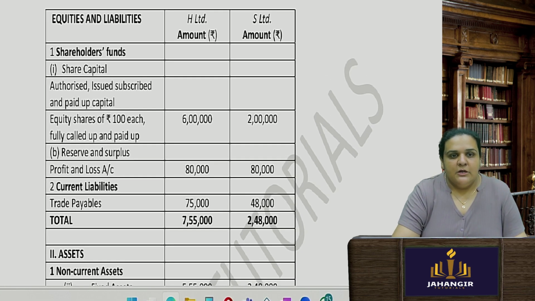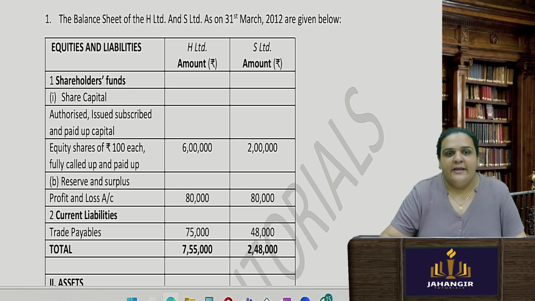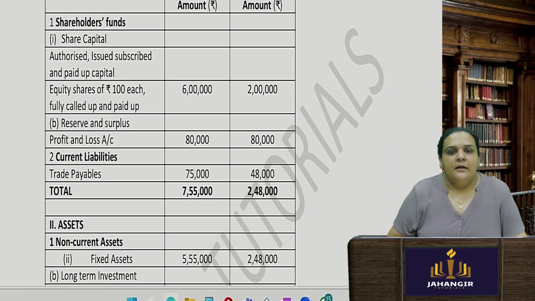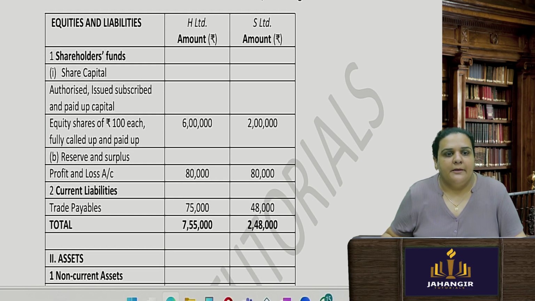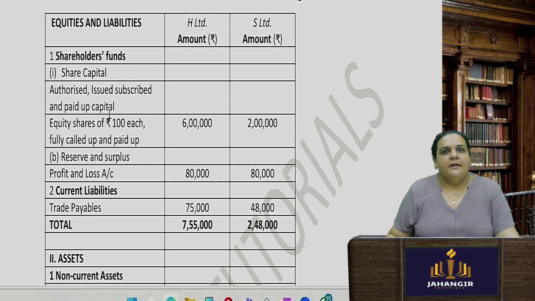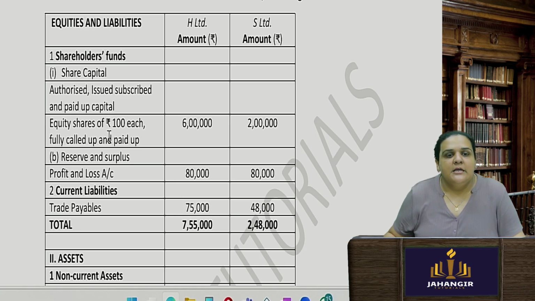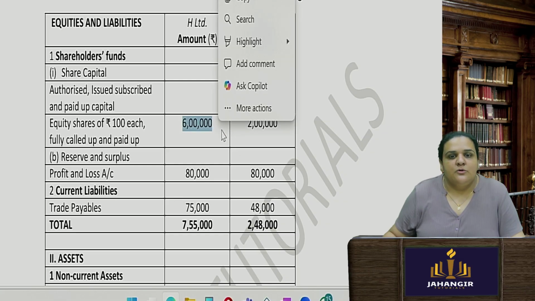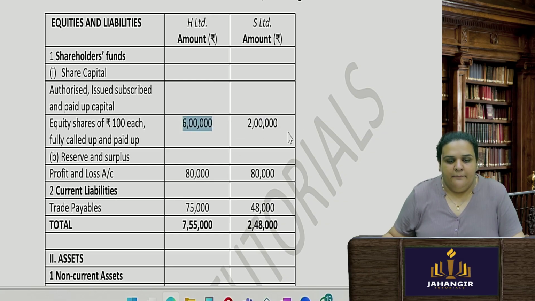Okay. So now the first question: the balance sheet of H Limited and S Limited as on 31st of March 2012 is given to us. Share capital, authorized, issued, subscribed and paid up capital. In that first, equity shares of rupees 100 each fully called up and paid. So 6 lakhs rupees and 2 lakh rupees. It is going to be 6,000 shares here and 2,000 shares here, right?